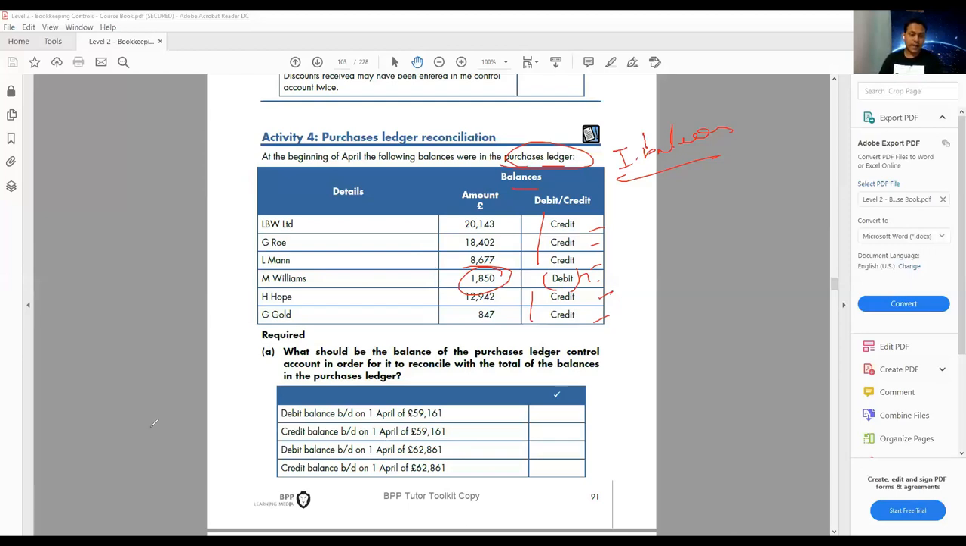So the requirement here, they're asking what should be the balance of the purchase ledger control account in order to reconcile with the total balance in the purchase ledger. So what balance are you looking for from here? All I need to do is add every single supplier I have, this, this, this. Only this supplier, William, I paid him extra, so he needs to pay me back. It's a debit balance. I don't have any liability for him. So I'm going to take away his balance and add all the rest. Can you get the figure?